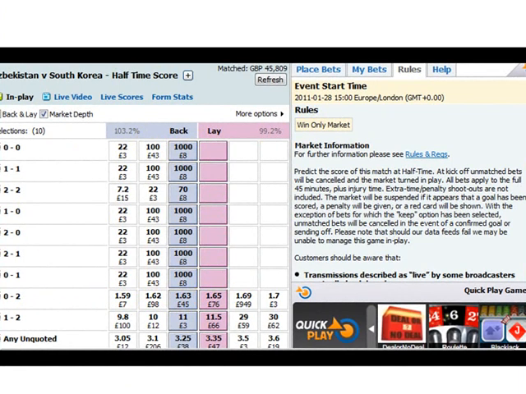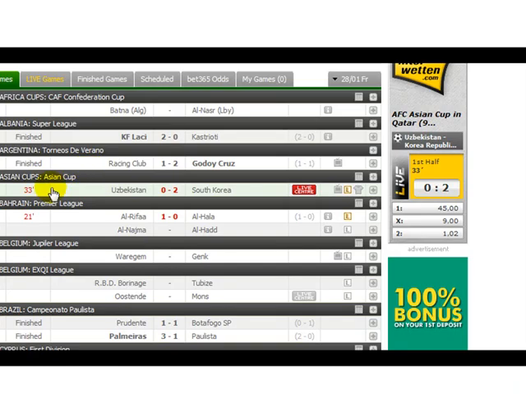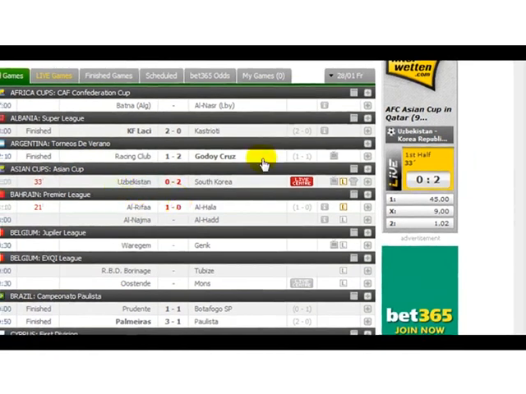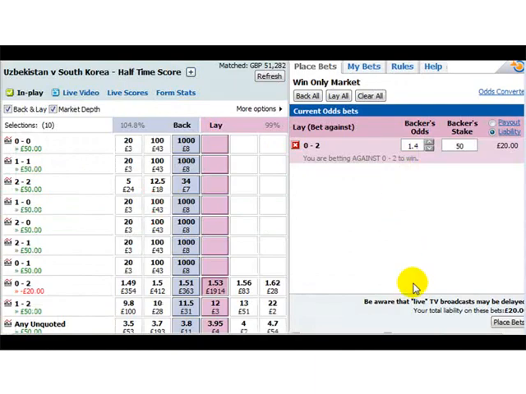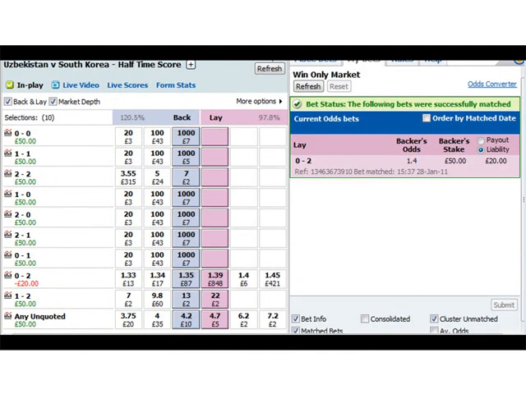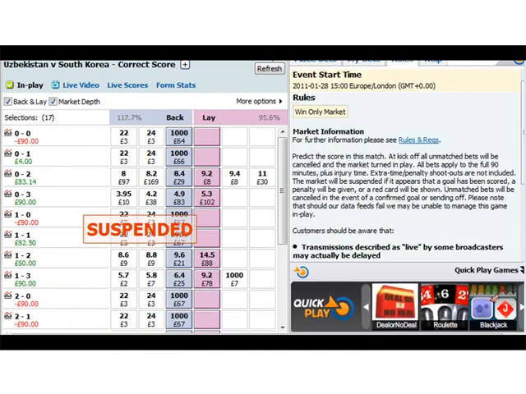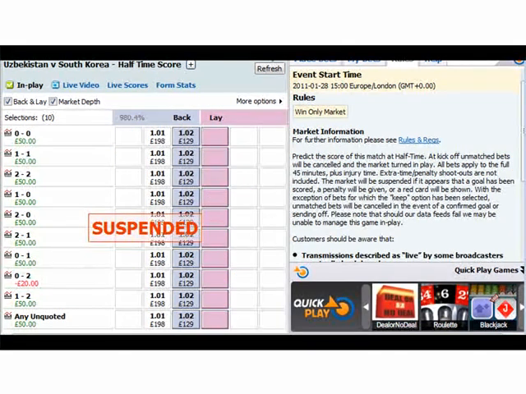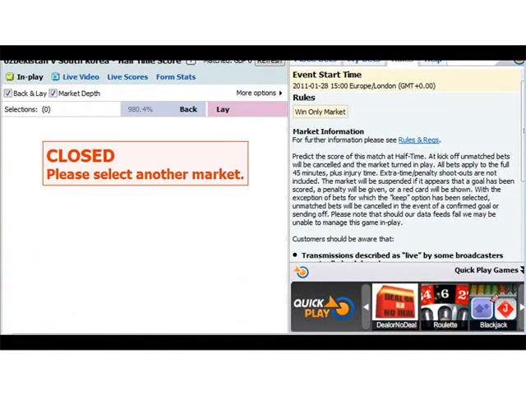And the Koreans, as I said, were just all over the Uzbekistan side. And with 12 minutes, 15 minutes to go in the first half, I was seriously considering a lay of the current score 0-2 for £50, which I did. That was duly matched at 1.4. And then, 20 seconds later, after the lay bet was matched, bingo, I've just won £50.